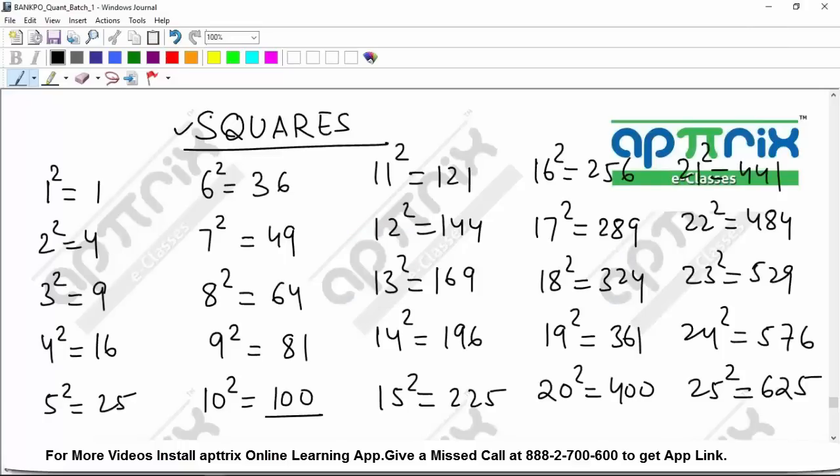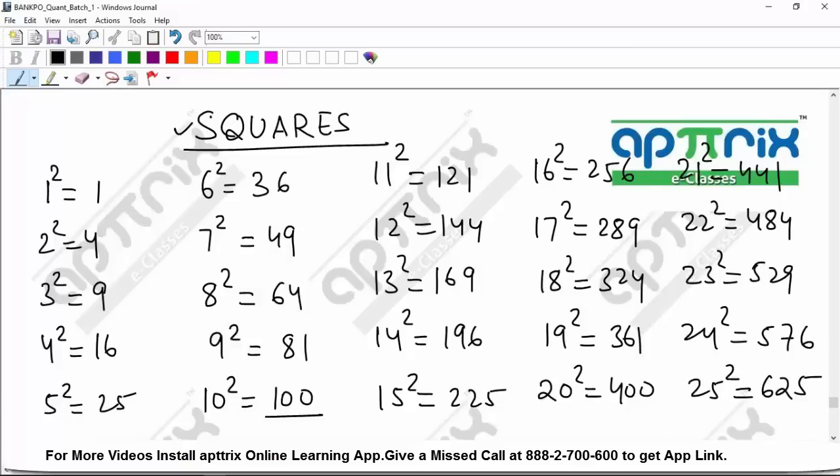If you all notice, out of these 25 squares, I think rarely there will be 3 or 4 that take a little bit of time to recall. Maybe for some people 19 square becomes difficult, for some 23 square becomes difficult, but still I think 90% of the squares among them must be definitely known by you.